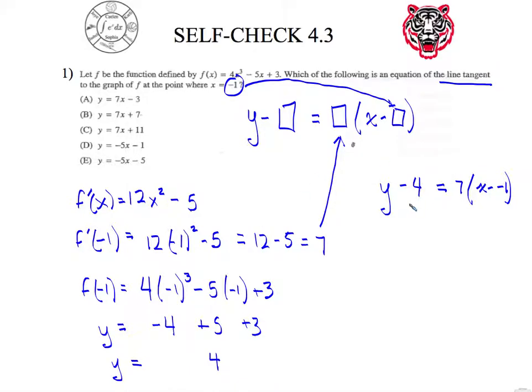And I have y minus 4. Now I need to get it into mx plus b form, slope-intercept form. So what am I going to do here? Add the 4 to the other side. Okay, so y is equal to, and I'm also going to distribute the 7, 7x plus 7, plus 4. Yep, so the correct answer here is C.